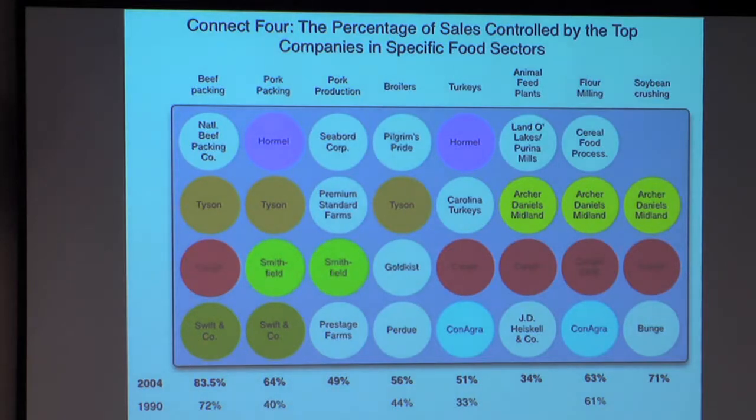Here's an example of what's going on in various industries. This is old, but it's more or less the same now. For various food sectors, beef packing, pork production, broilers, dairies, et cetera, et cetera. The different companies that are the top four in sales in that particular sector. Add up all the percentages of sales, and you get this number down here. This is a very standard measure of concentration or consolidation in an industry.